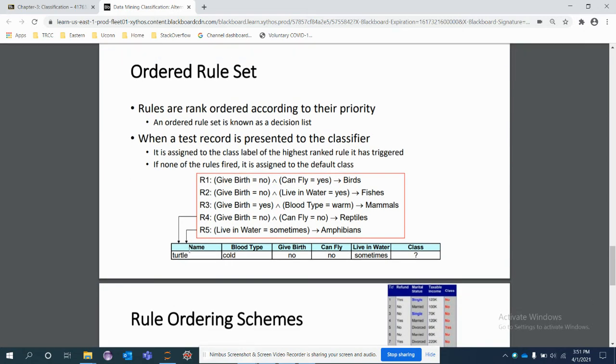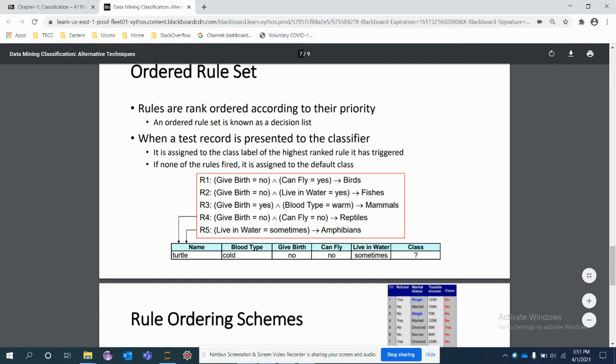In this given example, the turtle is triggering both the R4 and R5. Give birth, no. Can fly, no. Live in water, sometimes. But by the order, if there are two rules, the conclusion will be reptile, as R4 occurs prior to R5. And we also didn't define a default rule before that. So in that case, if we have two matches, then we have to go with the first one.